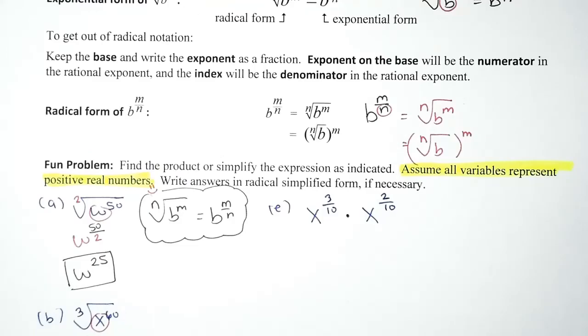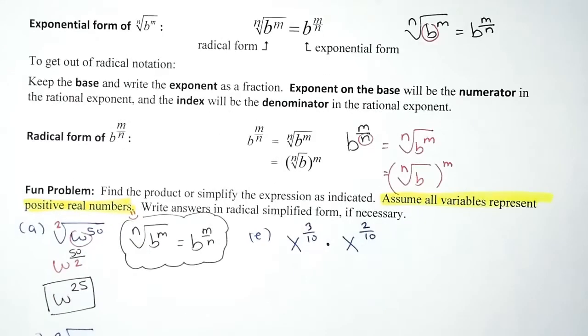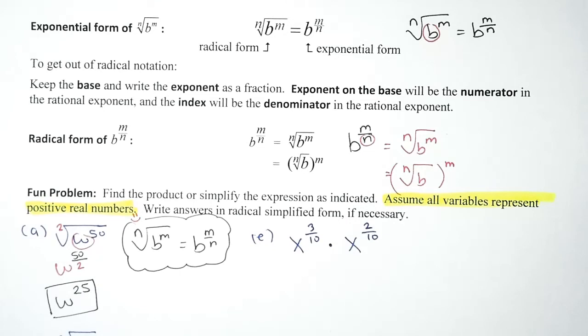Okay, so let's go ahead and continue with this fun problem. So we have x raised to the 3/10 multiplied by x raised to the 2/10. So at a first glance, I kind of feel like this problem is out of place because the first 1, 2, 3, 4 problems, you know, we were working with radical expressions, and this one is not a radical. It's a rational exponent. It's an expression with rational exponents.